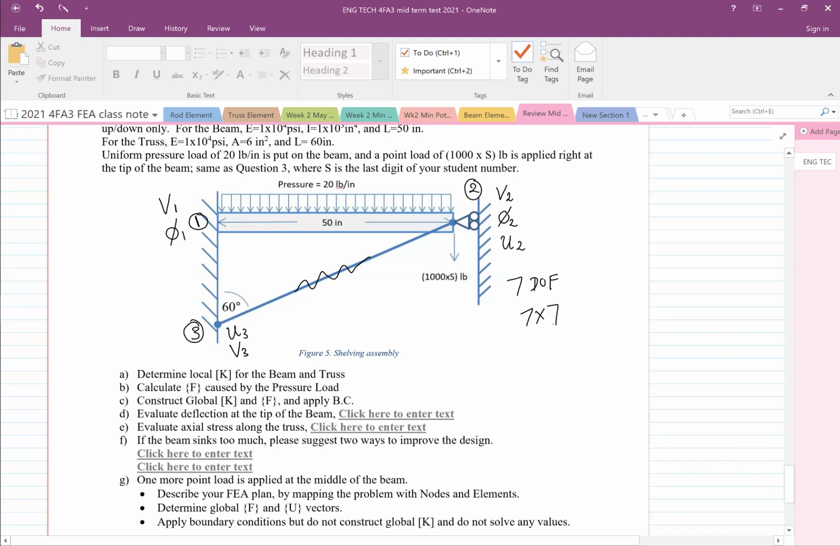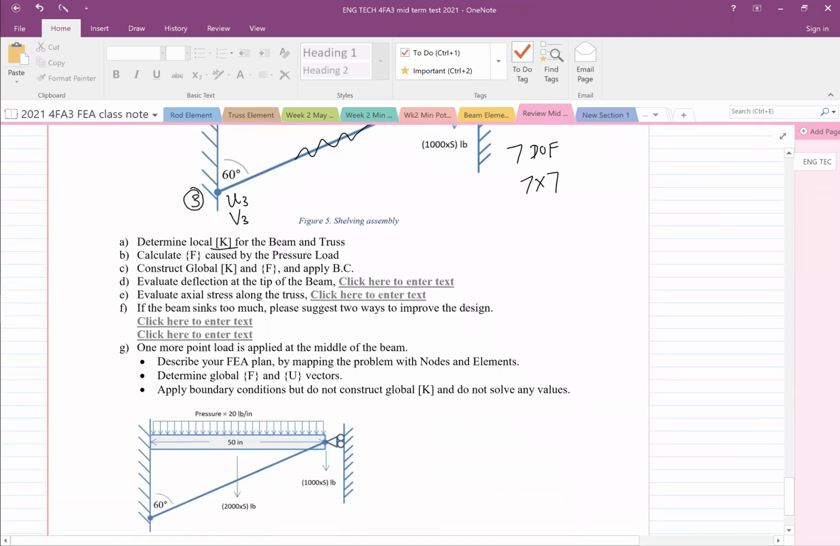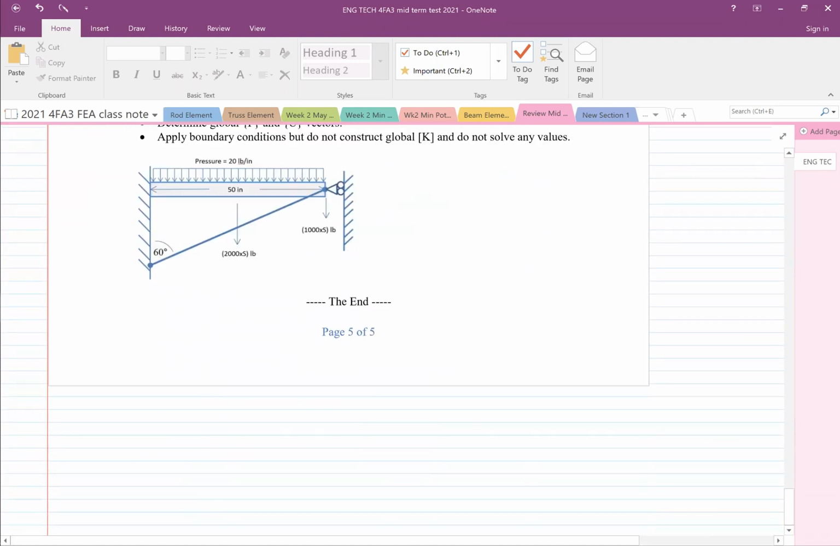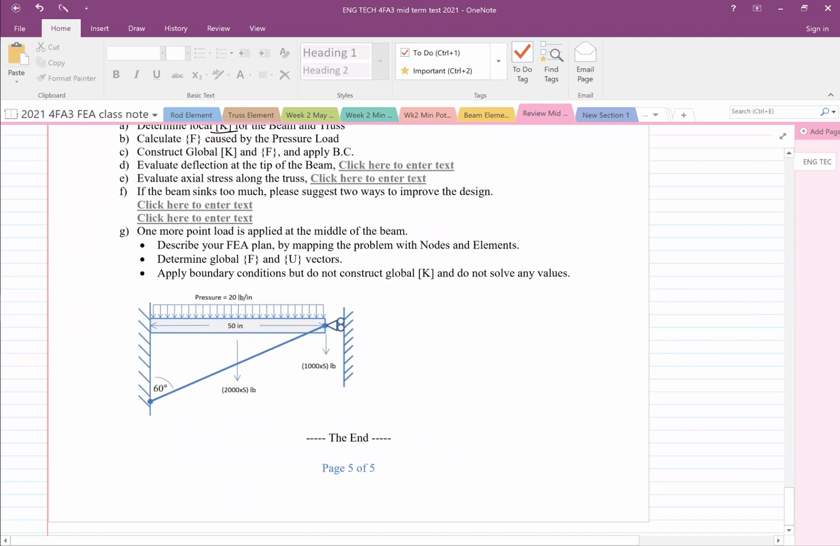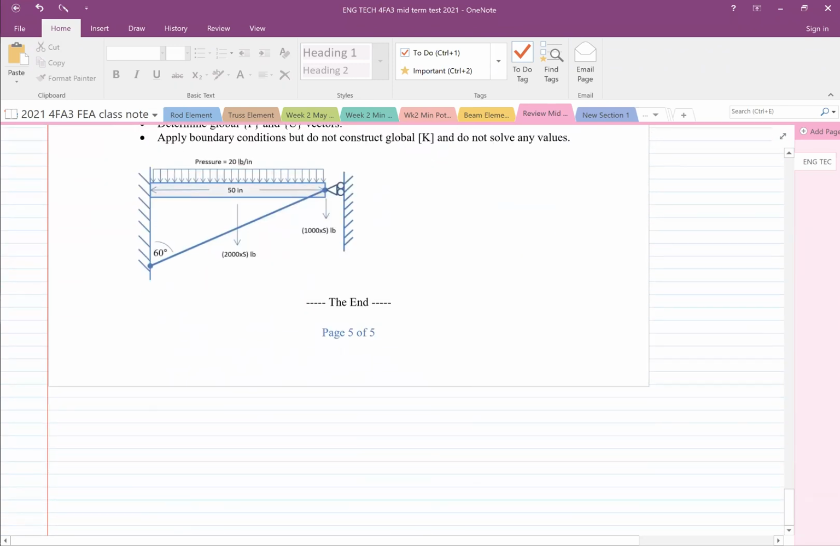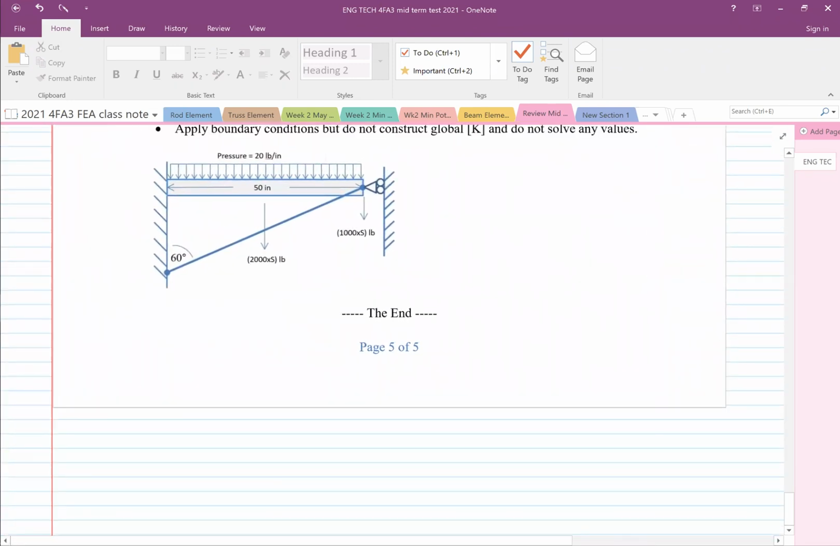Okay, first step, determine the local matrix for the beam and truss element. I just pick up the formula sheets that I provide you, so you don't have to flip through your notes. Oh, by the way, I will provide a formula sheet for your final exam as well.